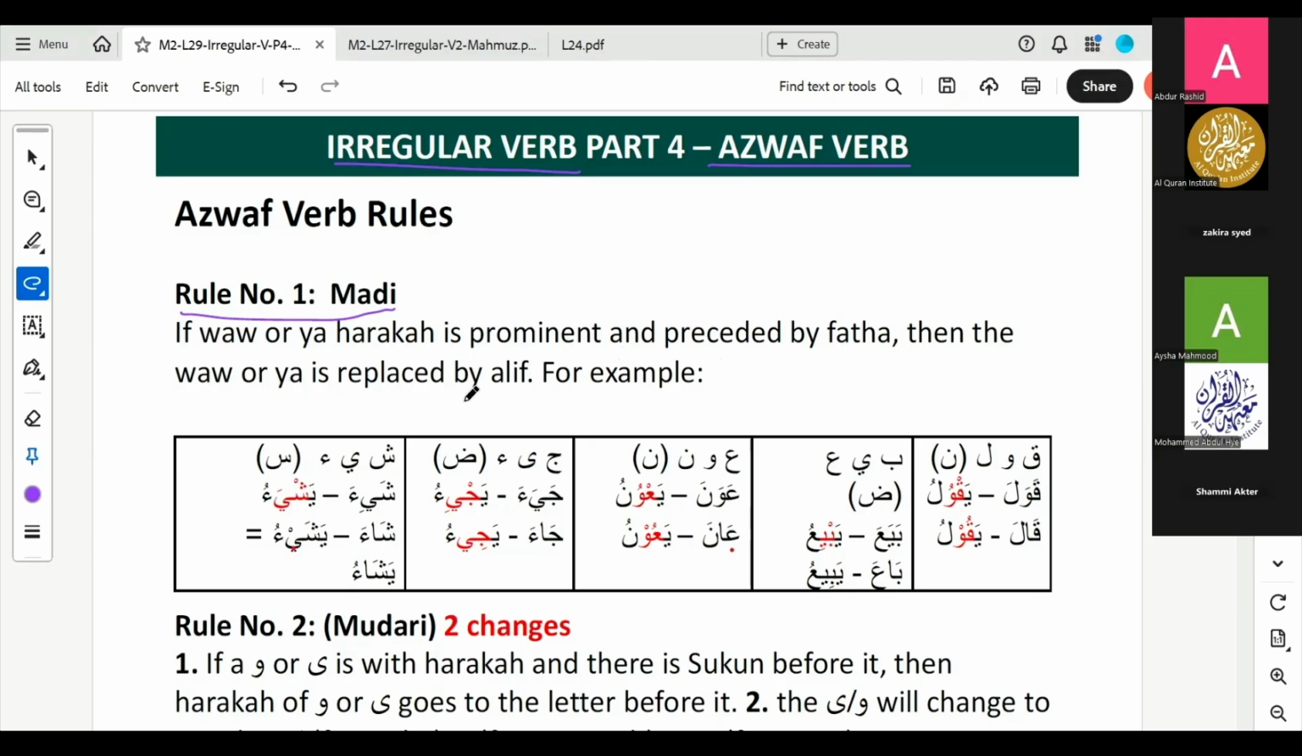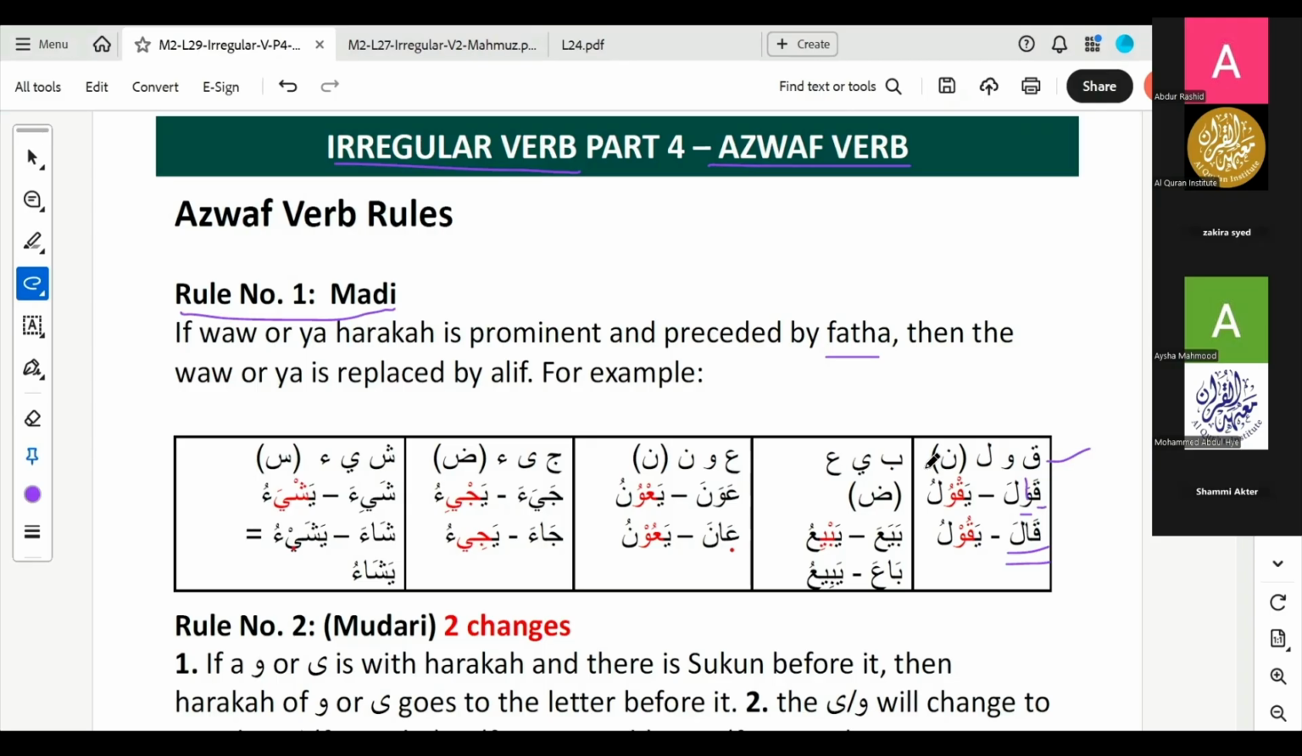then waw or ya is replaced by alif. Means here we have one verb, qawala, qaf, waw, lam, based on the bab nasara yansuru, we get qawala yaqulu. So what it says, if waw or ya harka is prominent, here we have waw with harka prominent, and before that is fatha. So we have fatha before waw, fatha. Then that waw or ya is replaced by alif. So this waw is replaced by alif and it becomes qala.